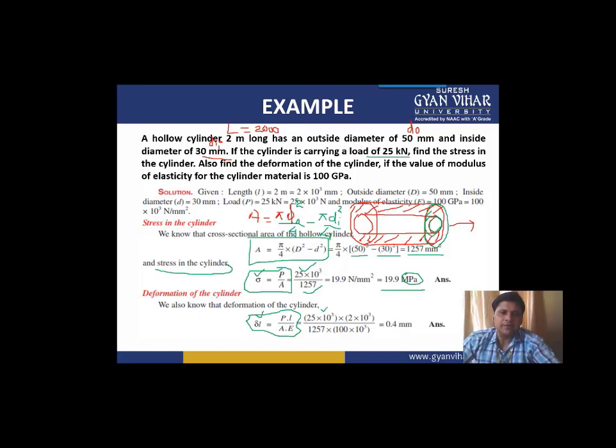P we have the value, L the length value is 2 into 10 to the power 3, and again the area we have calculated. E means modulus of elasticity, which is given for the material in gigapascal, so we have to convert it into newton per mm square. We multiply this gigapascal value by 10 to the power 3, so it will be 100 into 10 to the power 3. This will be the modulus of elasticity value. Putting all the values, you will get the deformation of the cylinder. I hope this numerical is also easy, and you can easily solve it.